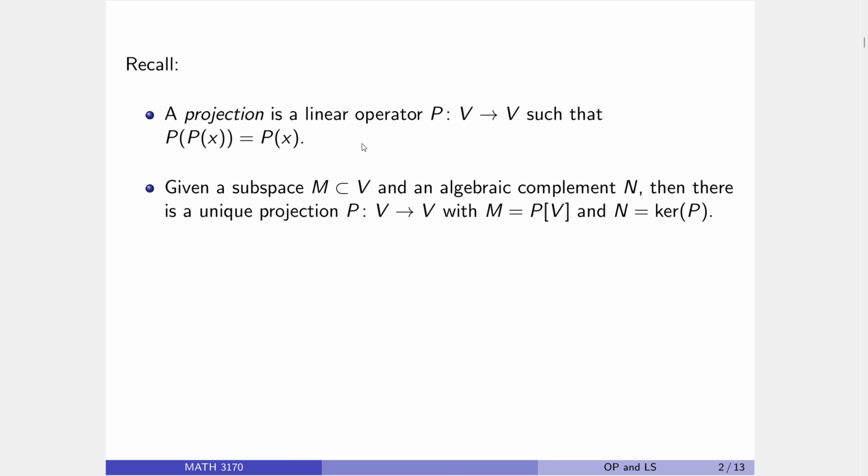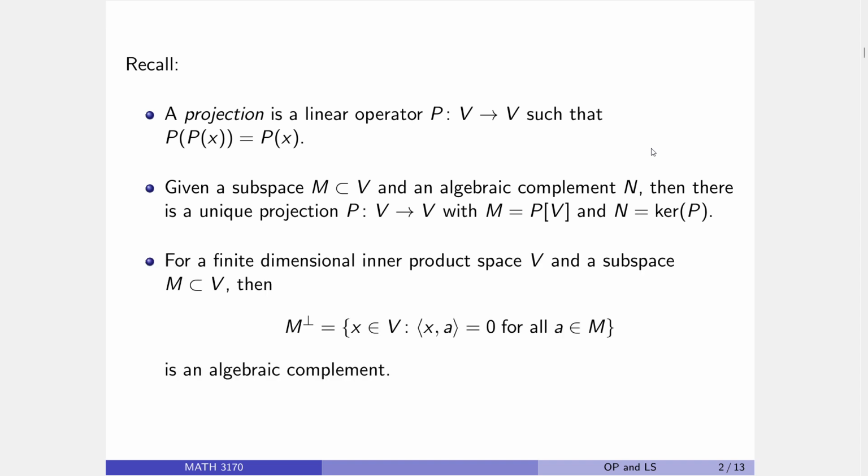And as we learned, projections split our vector space into two pieces, and you can go in reverse. If you've got a subspace M with an algebraic complement N, then there is a unique projection whose range is M and whose kernel is N. We noted the similarity of this and the rank-nullity theorem. The proofs had very similar ingredients. I wonder if there's something going on there.